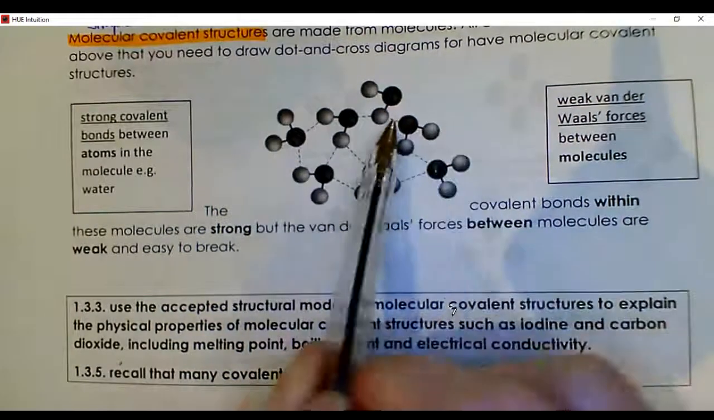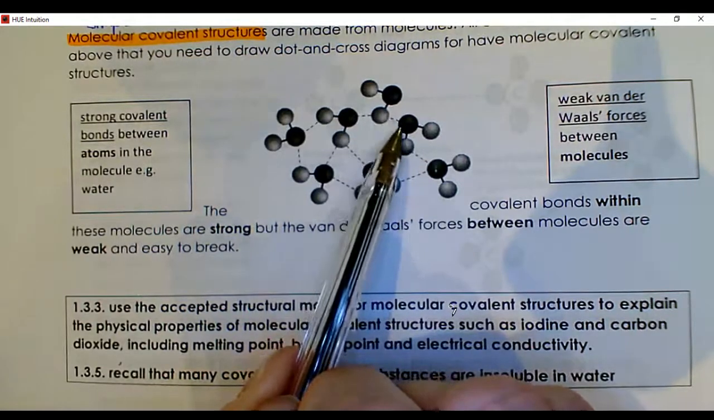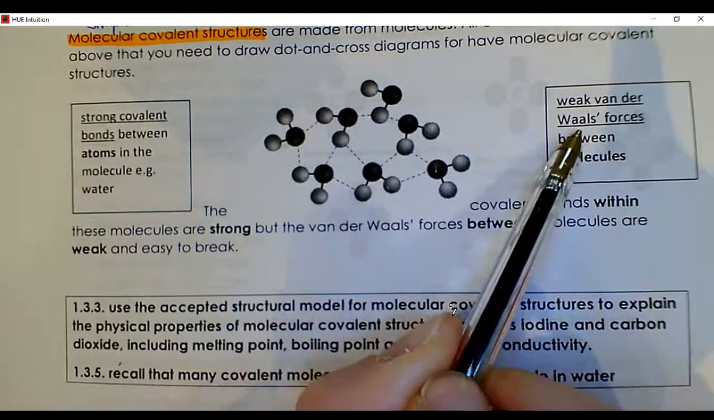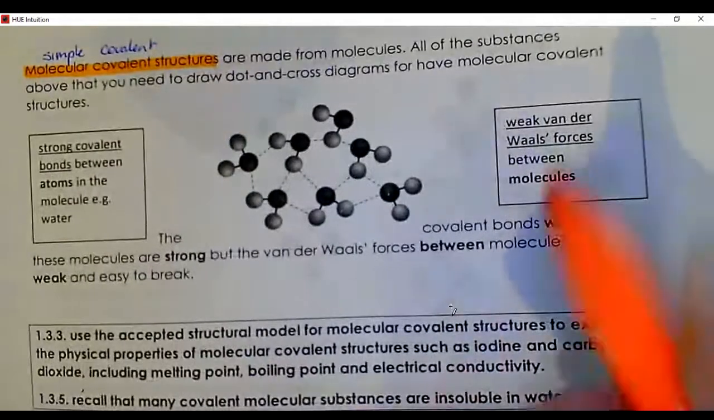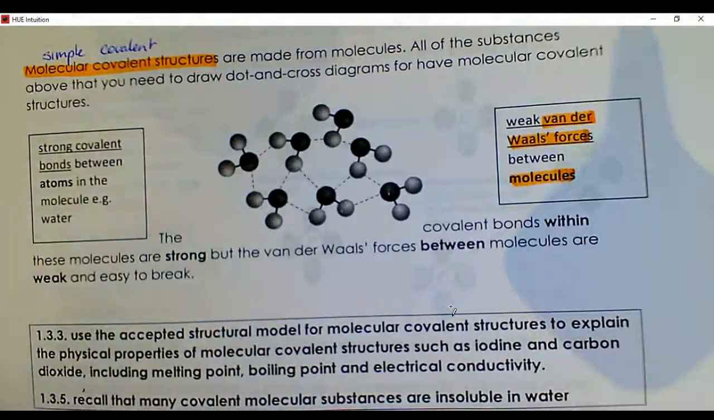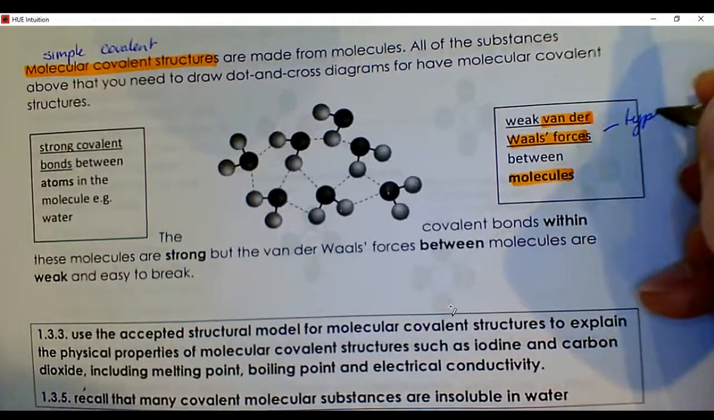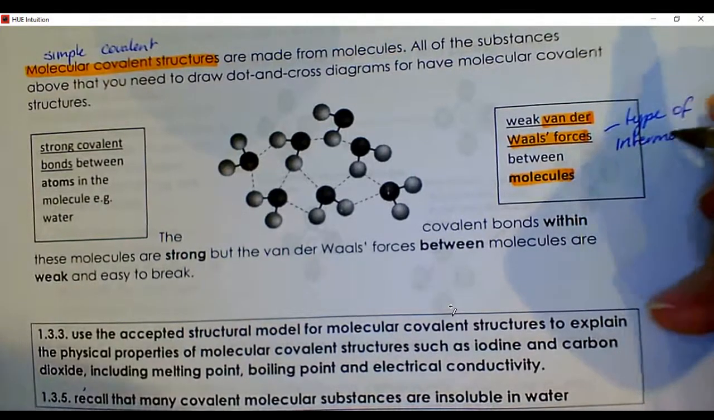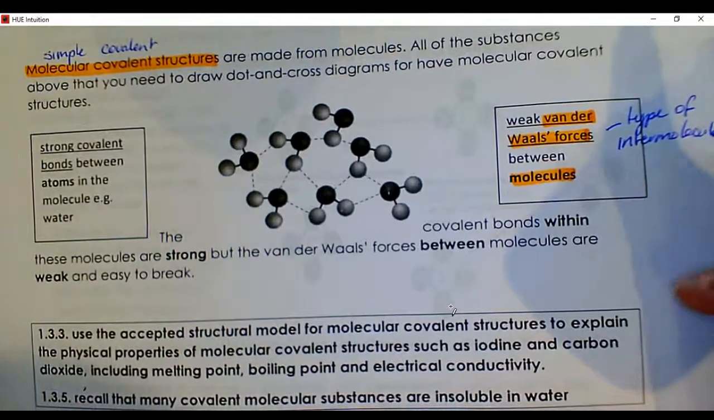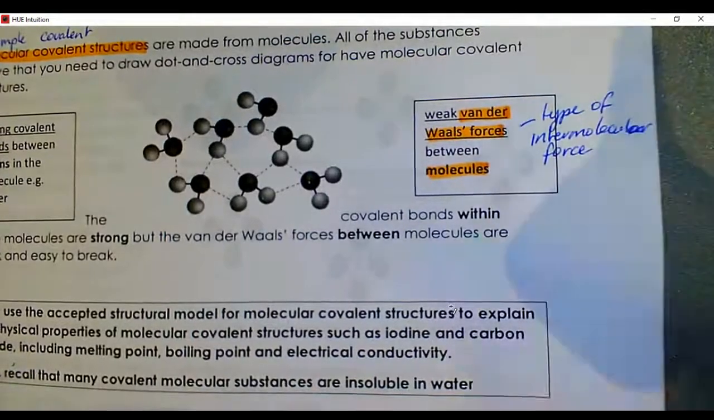What determines the properties is the little connections between the molecules. There are weak attractions between the molecules called van der Waals forces. Now you need to know that. They're weak, and they're between molecules, so they are intermolecular forces, which he mentioned on the boards in the video. Van der Waals forces are a type of intermolecular force. Intermolecular just means between molecules; it's a fancy sounding word for that. I'm sorry about the scribbles.